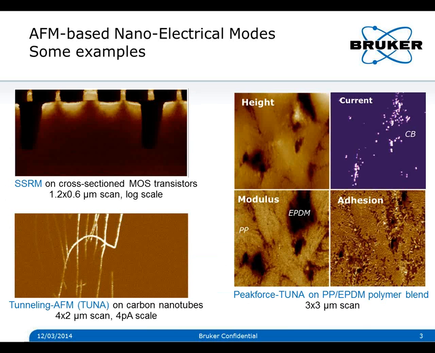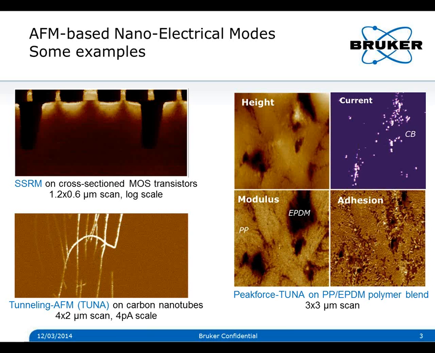So a few examples of the conductivity or resistivity measurements here. Three different types of examples. And the one at the top left is a cross-section device, actually multiple devices. There's a couple of MOS transistor devices here in cross-section.